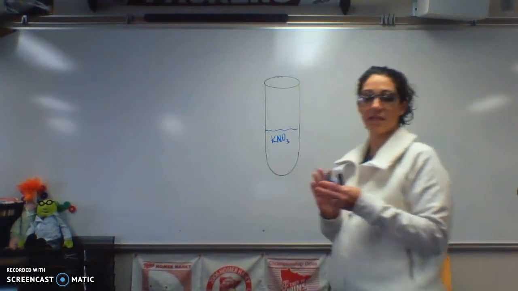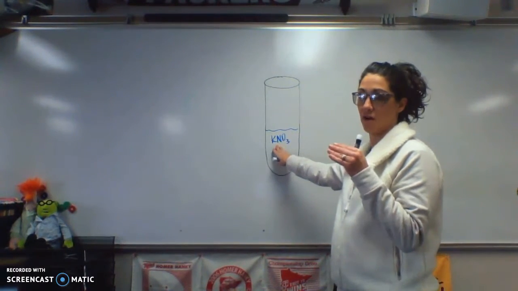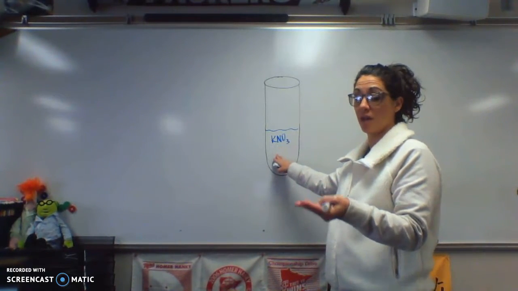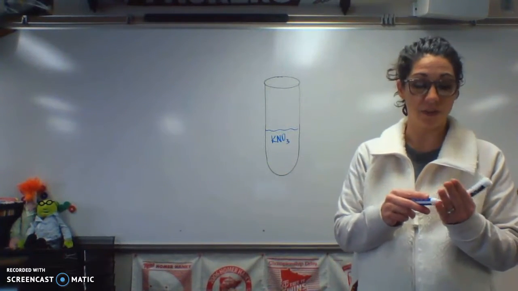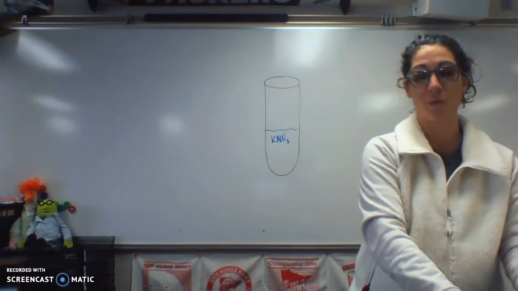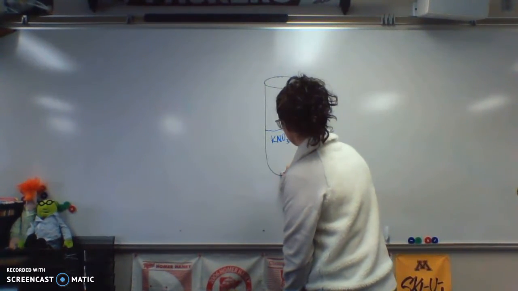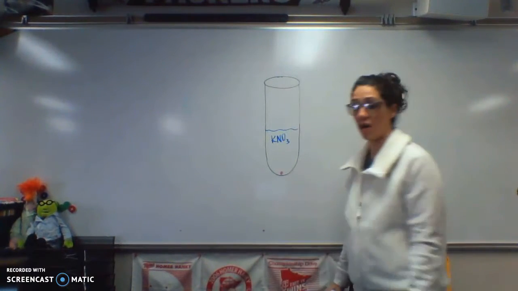Saturated means it's going to have the maximum amount of solid potassium nitrate dissolved. So if you add any more potassium nitrate, it will not dissolve. It's just going to sink to the bottom. So we're going to start with 2 to 3 milliliters of it, and we're going to add one more crystal. We call this a seed crystal. We're going to add one more little crystal right here, and it shouldn't dissolve.